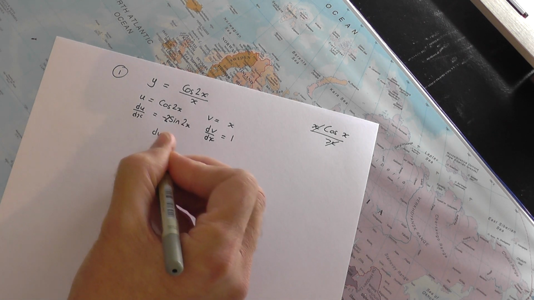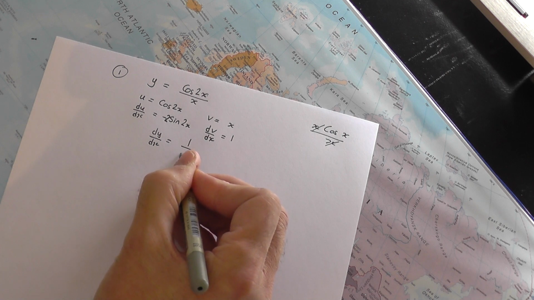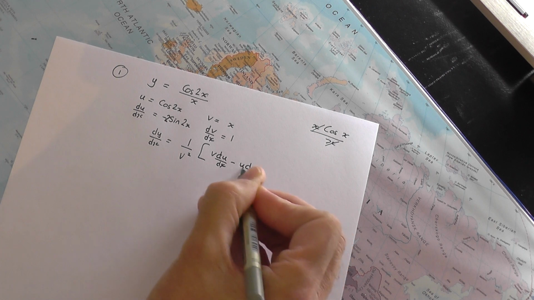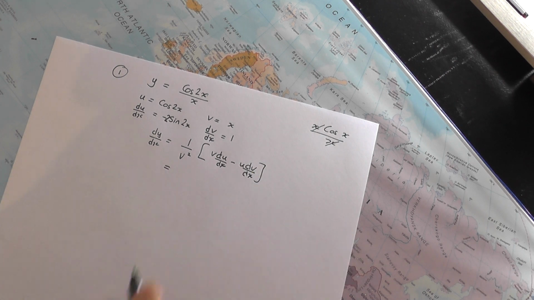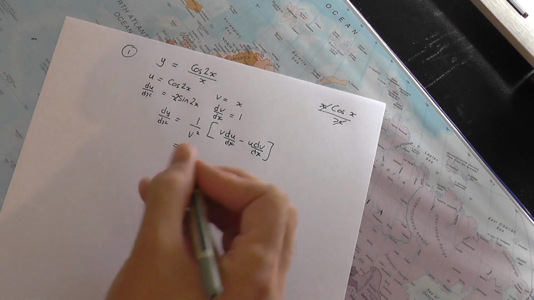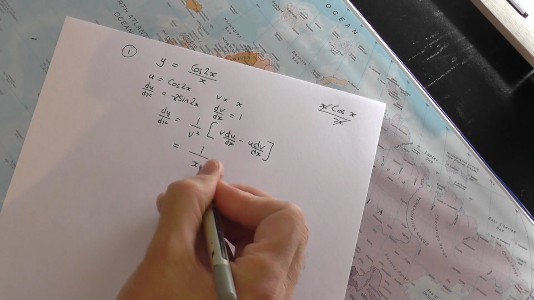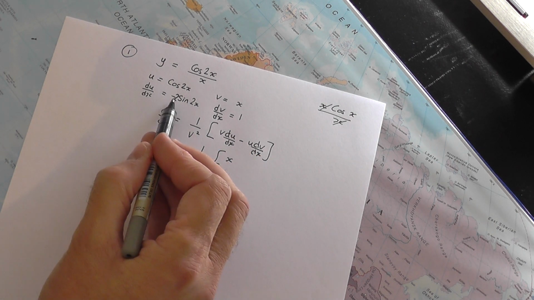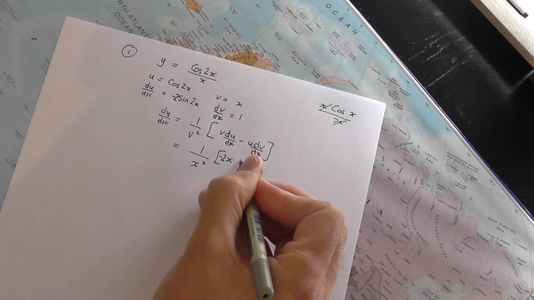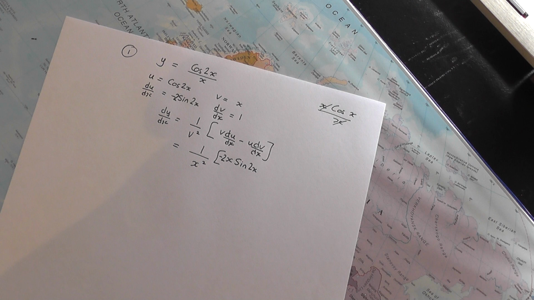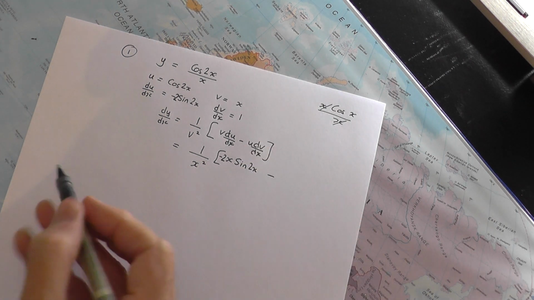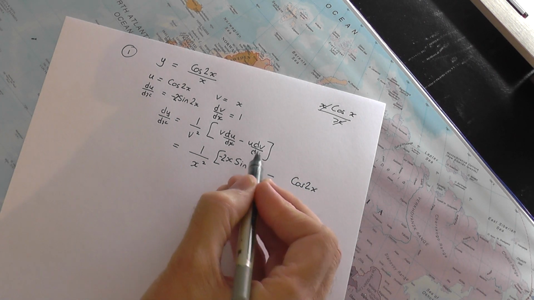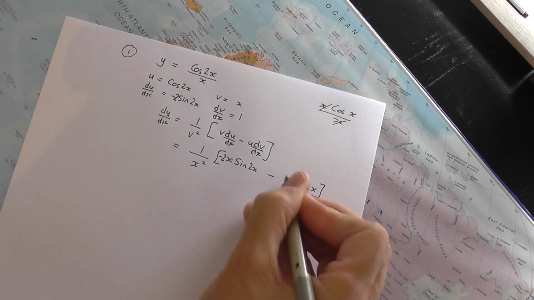So quotient rule, dy by dx, remind you of the quotient rule, 1 over v squared, v du by dx minus u dv by dx equals. So 1 over v squared, 1 over v is x, so 1 over x squared, v, x, du by dx, that's this quantity here. So I'll put the minus 2 in front, and then the sine 2x at the end. It's just neater. Minus u, that's cos 2x, I'll leave a gap there, times dv by dx, which is 1. Put that at the front there.